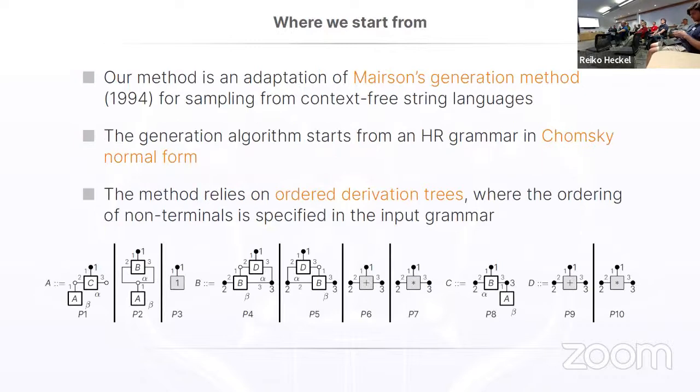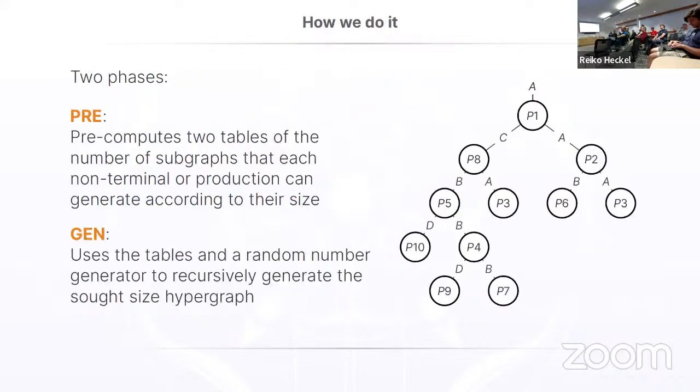We start from the Mairson method. Basically, what Mairson did was offer a method to uniformly generate strings from context-free languages. What we did is create a particular Chomsky normal form to adapt to hypergraphs, and we give the definition of ordered derivation trees. Basically, this shows the uniqueness of the derivation. This is an example of a grammar, and this is an example of our ordered derivation tree.